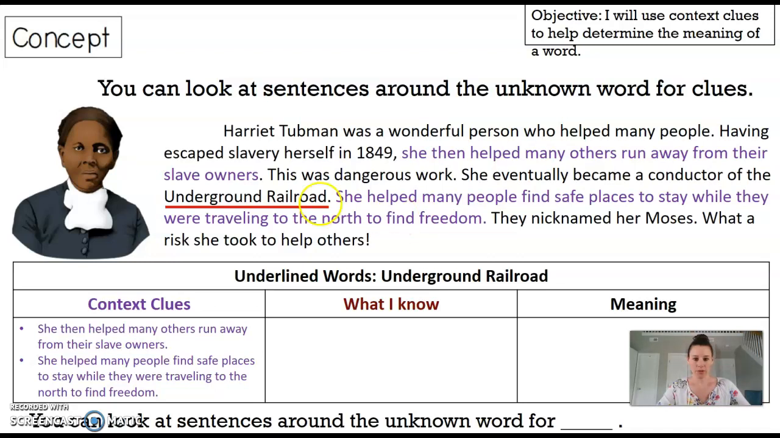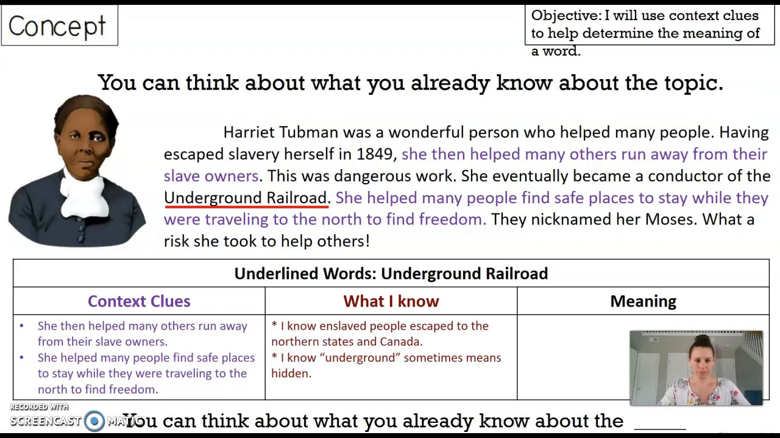Those are my context clues that I'm going to use to help me figure out the meaning of Underground Railroad. Over here, in my context clues section, I've written down, she then helped many others run away from their slave owners. She helped many people find safe places to stay while they were traveling to the north to find freedom. These are going to help me think about what the Underground Railroad is. The next piece of figuring out the meanings of unknown words is what I already know. So I need to think about what my prior knowledge is.